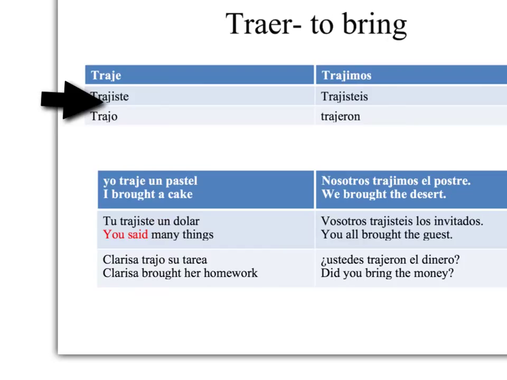Now let's take a look at traer. Traer, which means to bring. Traje, trajiste, trajo, trajimos, trajisteis, y trajeron. Let's take a look at the we form here, the example. Nosotros trajimos el postre. Translation to English, we brought the dessert. Don't forget the signals for these verbs so you don't forget the meaning.